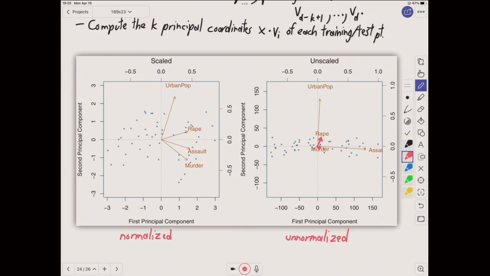So because there's just not very many of those things, when you don't normalize, they don't have a big effect on the PCA. And so you might ask, well, which one of these is better? Well, neither of them is better, but for a particular application, one of them might be better.